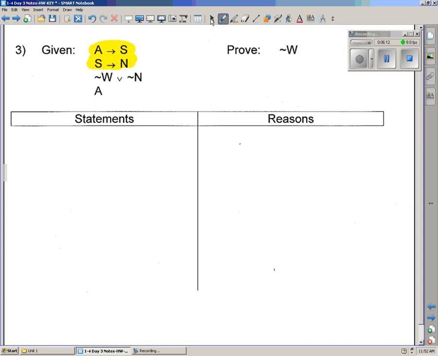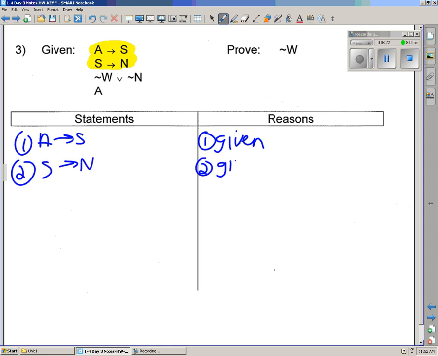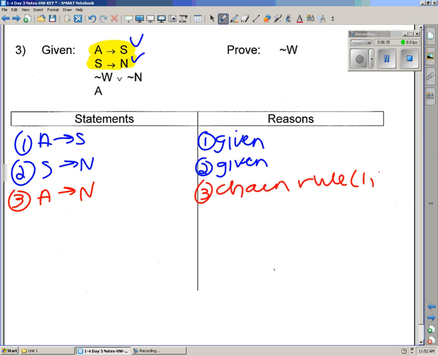So I've got my line 1, if A then S, it's given, and my line 2, if S then N, given. So these are being used. And then my line 3, but the chain rule says if A then N from 1 and 2.